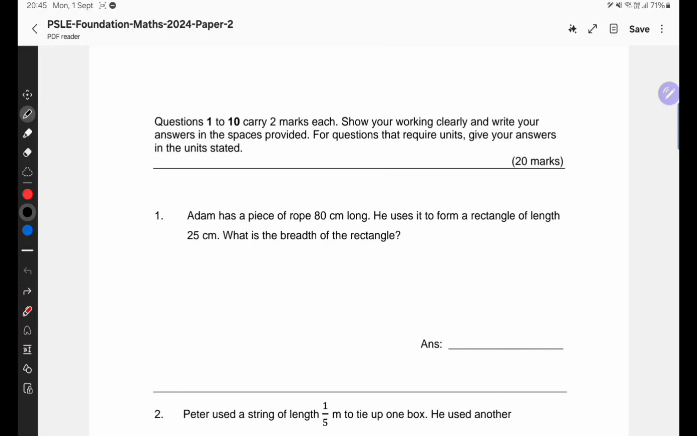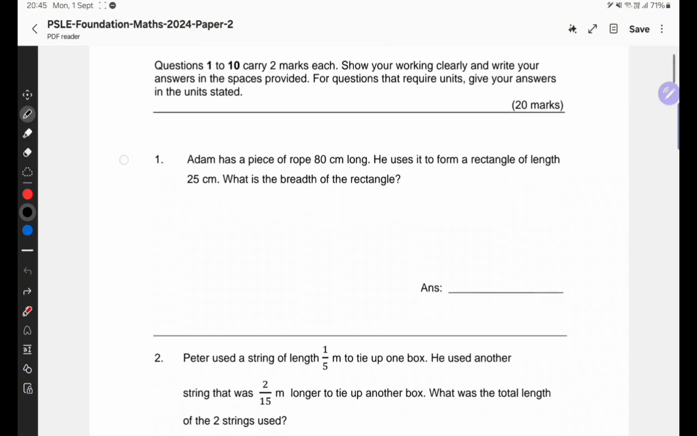Hello students, today I'll be going through the PSLE Foundation Math for 2024, Paper 2. Alright, so let's begin. Question 1.